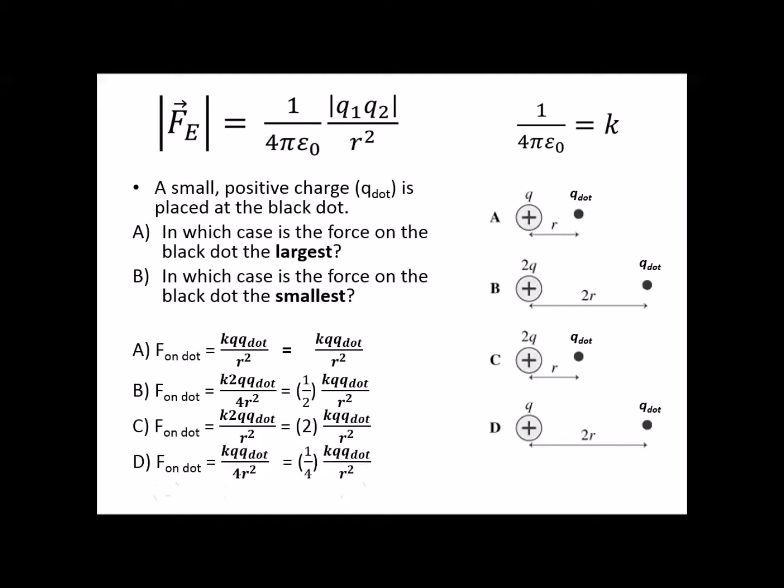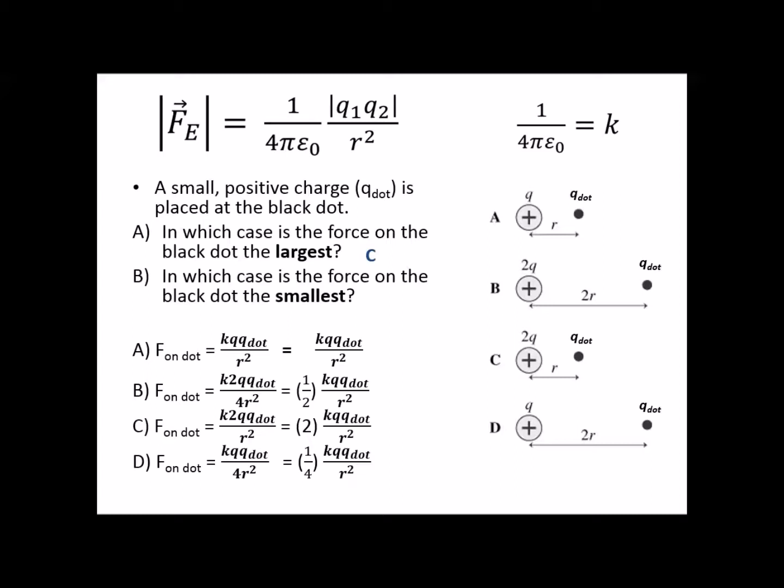Finally, for D, our charge and q dot are both just q dot, and the radius is 2r, so it has to be 4r squared on the bottom. We pull out that 4 and we get 1/4 q dot over r squared. So looking at these four forces, which is the largest? The answer is C.